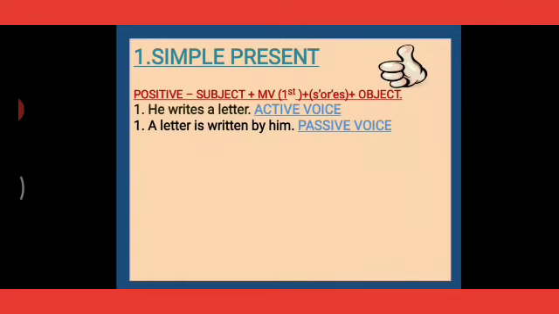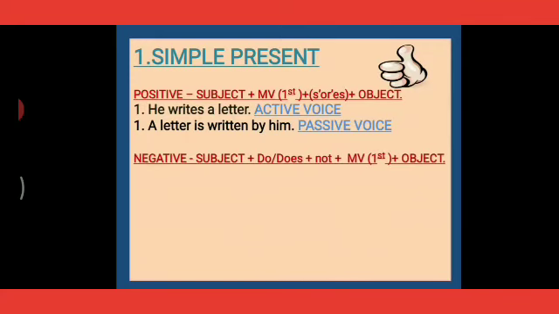I would like you to keep your copy with you, so that whatever notes, whatever rule is important, you can write with it. So how do you change simple present tense? In simple present tense, first form is changed into is, am, are plus third form, as we have done in this first sentence. He writes a letter. A letter is written by him.